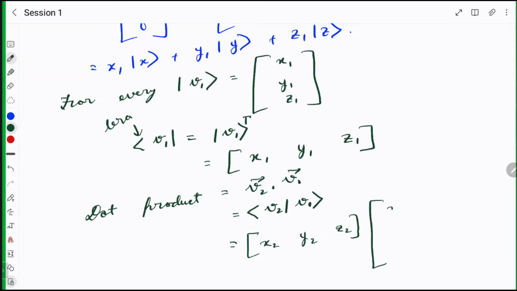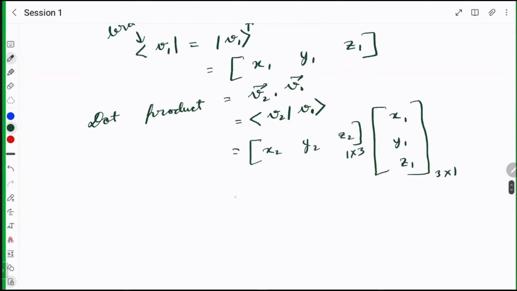And kit v1 as we had described will be like that. Now this is a 1 by 3 matrix and this is a 3 by 1 matrix. So if you multiply a 1 by 3 matrix by a 3 by 1 matrix, what you would get is a 1 by 1 matrix. A 1 by 1 matrix means it has only one element, so basically it's a number. So x2 x1 plus y2 y1 plus z2 z1.